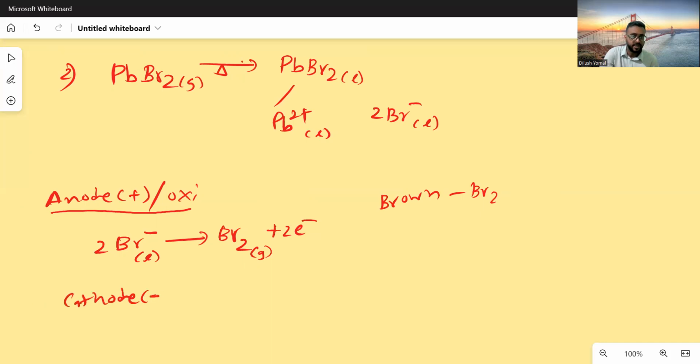On the cathode, negative charge, reduction is taking place. So what ions are coming to the cathode? All the positive ions are coming because the cathode is the negative charge one. So Pb2 plus comes, liquid form, and all will be discharged, losing their charge. On the cathode, reduction is taking place, so it gains electrons. How many electrons are needed? Yes, Pb2 plus needs 2 electrons. So here has to be 2 electrons. And we are getting Pb in liquid form.